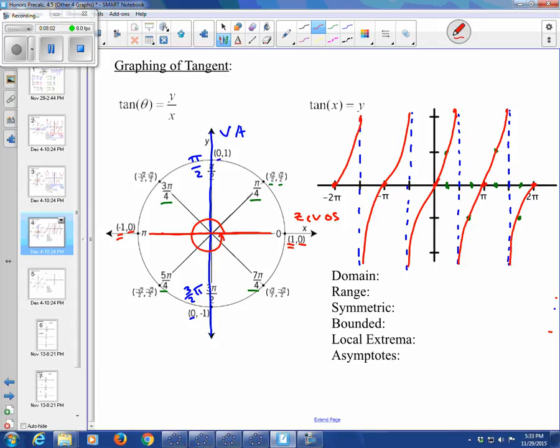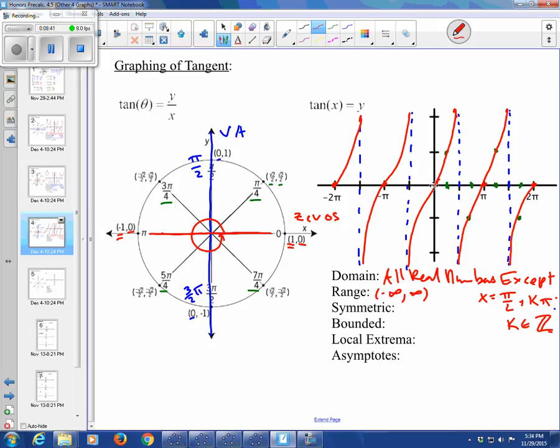And we're going to just see this over and over again between our vertical asymptotes that happen at half increments of pi. So for our domain, we can say just like secant, we're going to get all real numbers except half increments of pi. So we'll be able to say x does not equal pi over 2 plus k pi, where k is an element of the integers. Our range is going to be from negative infinity to positive infinity, all real numbers, right?